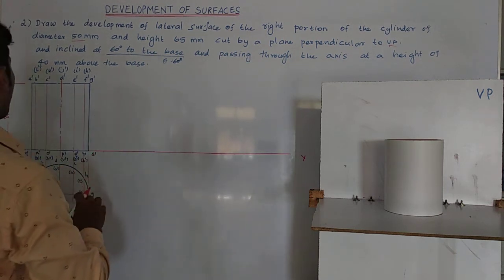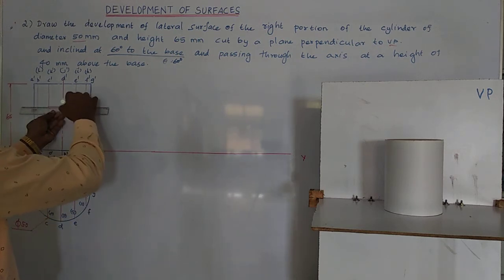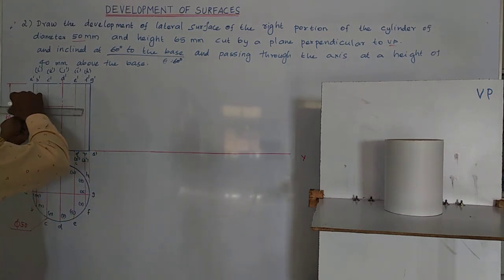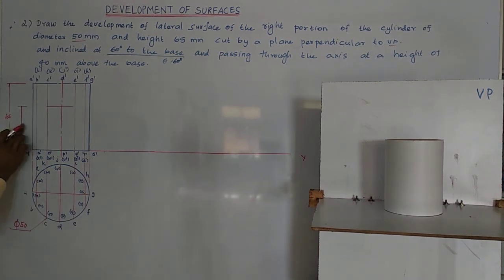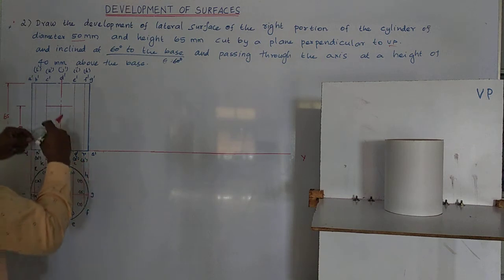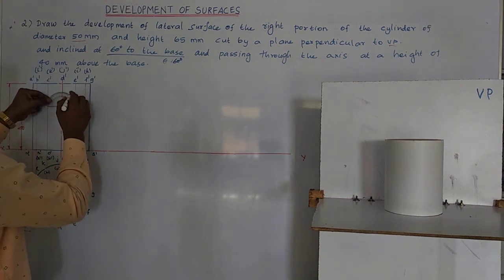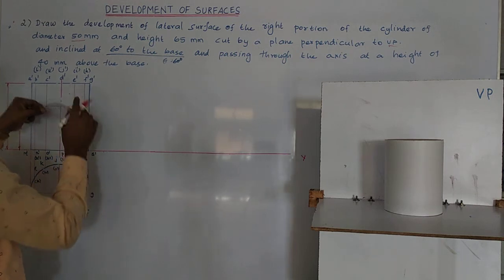So at 40 millimeter, I draw one horizontal line. So this distance is 40 millimeter. Okay, then what's the angle? It is making an angle of 60 degree with the base, right? So the angle is 60 degree.